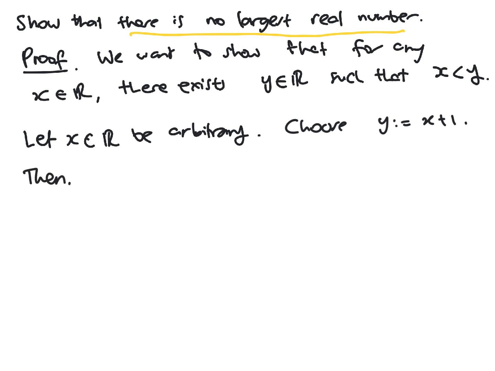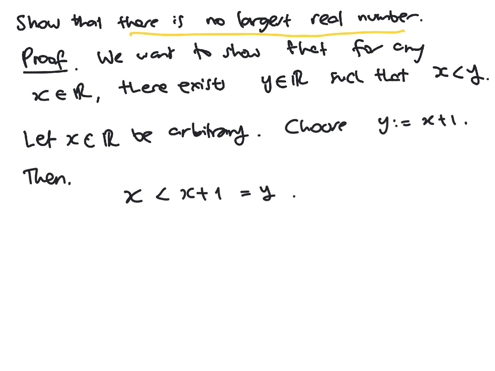Then we have that x is strictly less than x plus 1, right? Because 0 is strictly less than 1, and then we just translate that inequality, and this is equal to y. So we have shown that x is less than y.